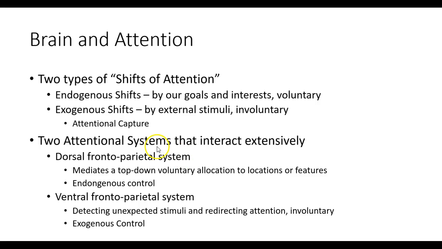Now, we actually have two different systems for these two types of shifts. One is a top-down process involving the dorsal frontal parietal system. I'll show you a picture of that. And the other is for when things outside of us draw our attention, and it's called the ventral frontal parietal system.